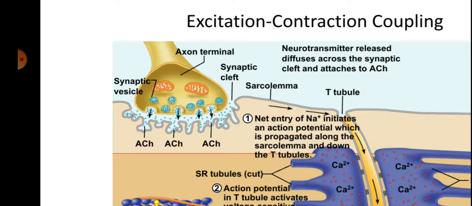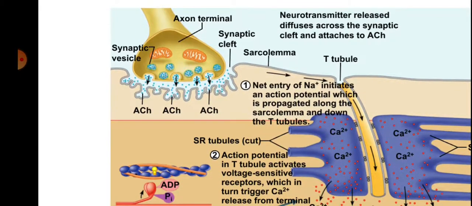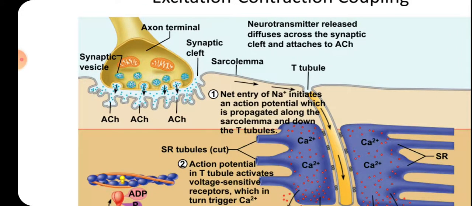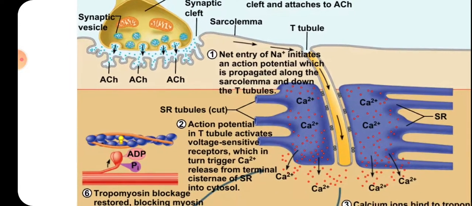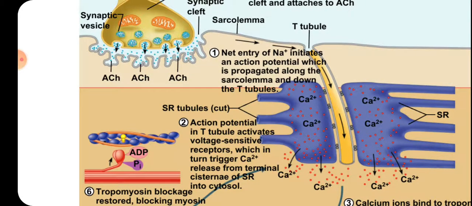In the first stage, net entry of sodium ions initiates an action potential which is propagated along the sarcolemma and down the T tubules. Along the T tubules, the sodium ions are released and the action potential is propagated. The SR tubule has been cut open. The SR tubules are purple in color.